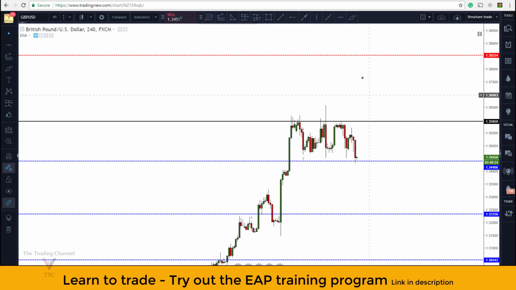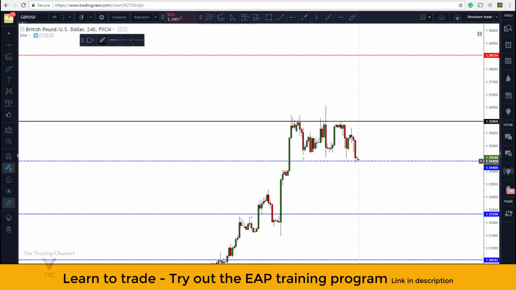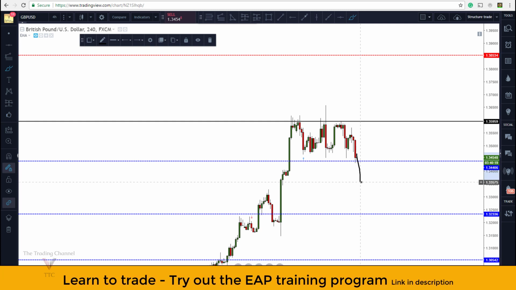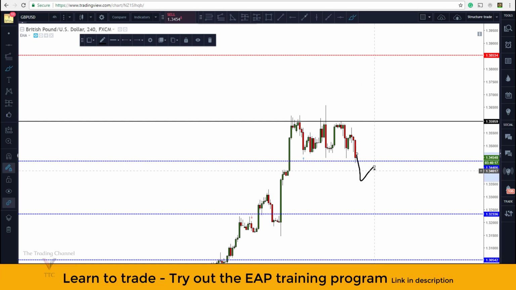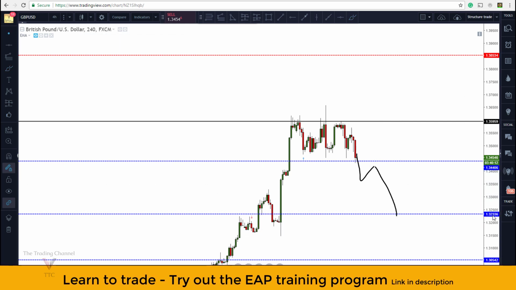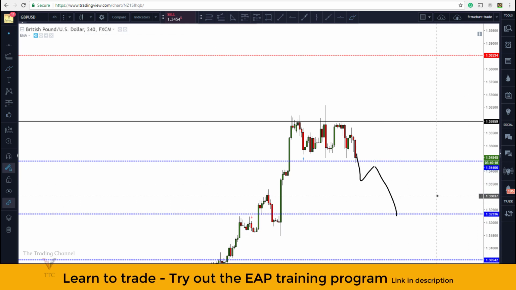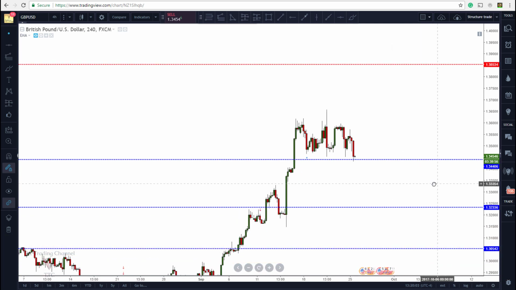And there is another scenario where our bias reverses. So right now we're looking for long trades, but if we get a pretty decent close below that level, we're going to immediately switch that bias to short and be trying to take short trades all the way down to the 1.3233 level here on the pound dollar. So that's what we're looking at here on the pound dollar.